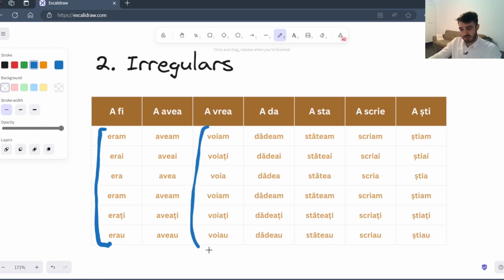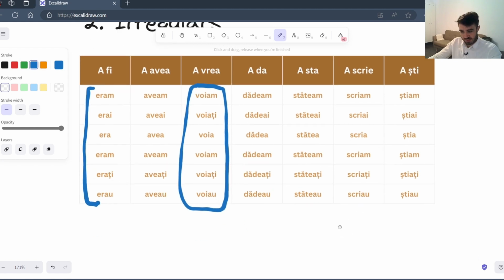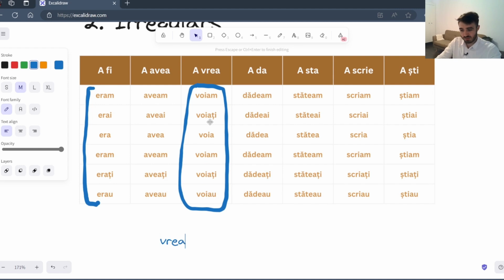And then avrea. This is not 100% correct, but I want to tell you something about this. There is something special happening with avrea. Most people will know vrea in imperfect as what I wrote here, but that is not true. This is not avrea in imperfect. Avrea in imperfect will follow vream, vrei, vrea, vream, vreți, vreau.